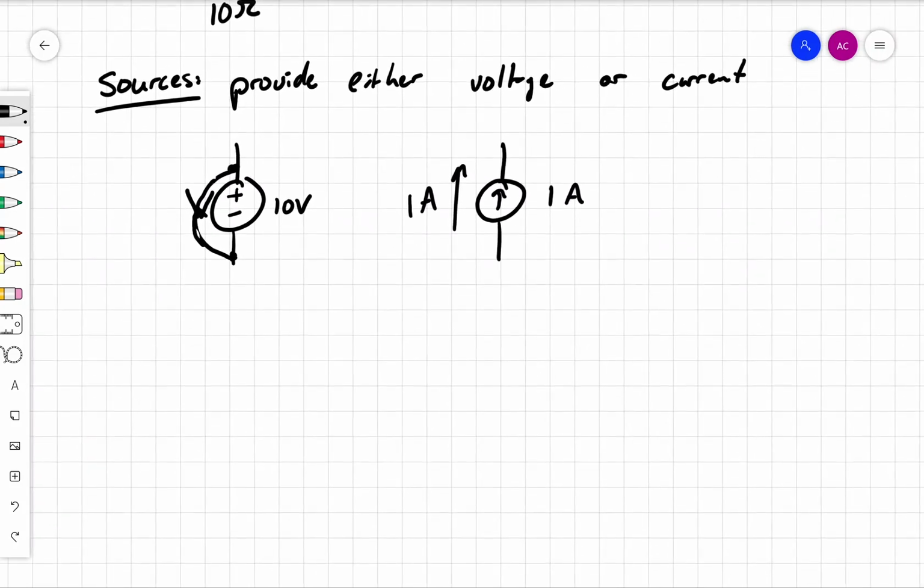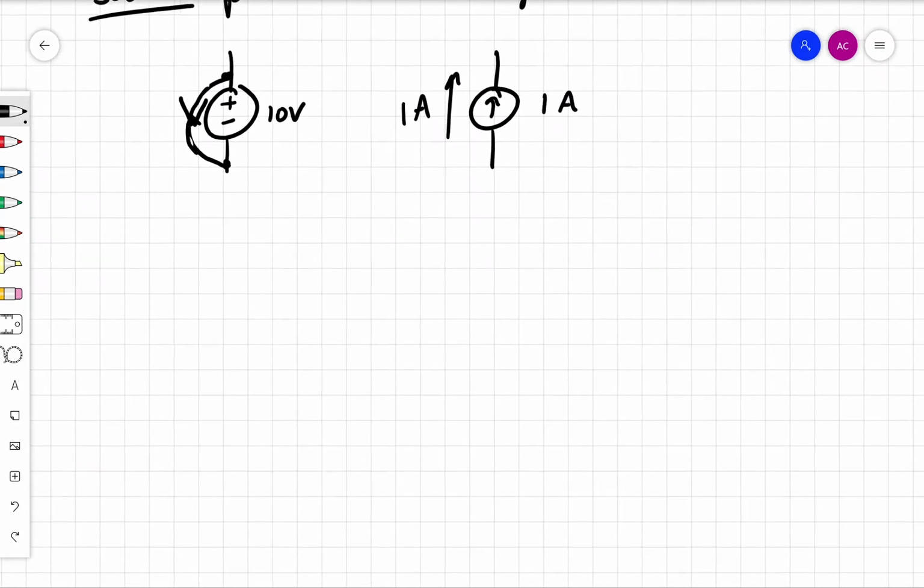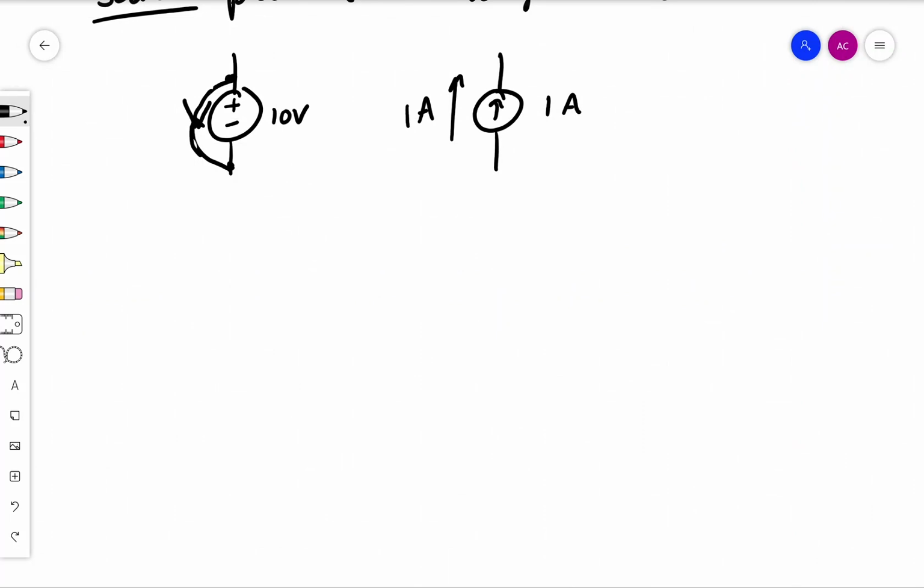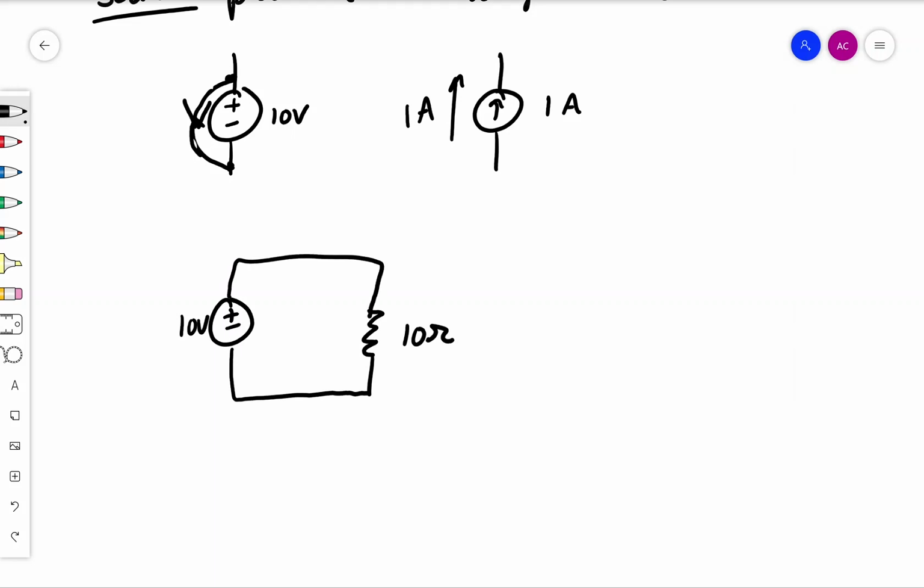Okay, so let's do just a quick little simple example. So let's say that we have a circuit. We have a 10 volt source, okay, and then we have a resistor. Okay, and these are the only things in this circuit, and they're connected together like this. Okay, and let's say that this resistor is 10 ohms. Okay, so we want to know what the current I is.